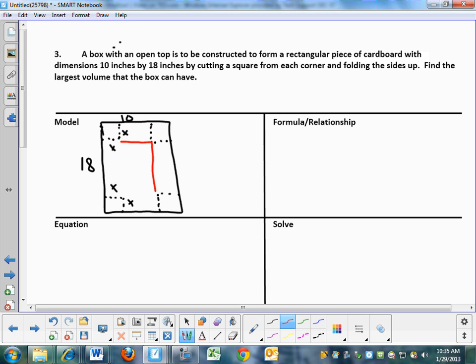I suppose you could use tape, super glue, all sorts of stuff. So you're going to fold up along the red lines and you're going to make a box. It does not have a top. Yes, you can do that.